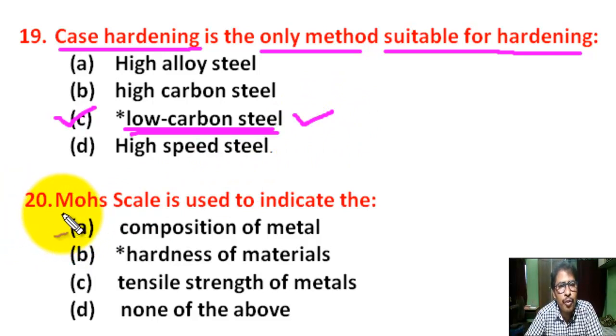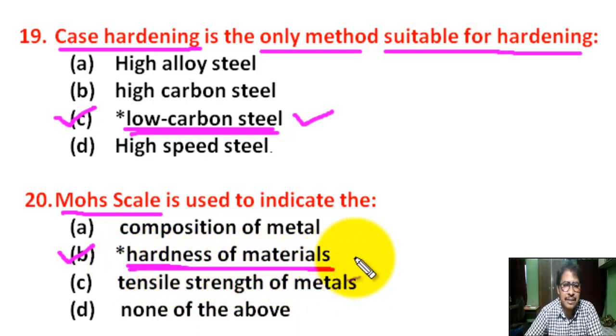Question number 20. Mohs scale is used to indicate the, option B. Mohs scale is used to indicate the hardness of material. To indicate the hardness of materials.